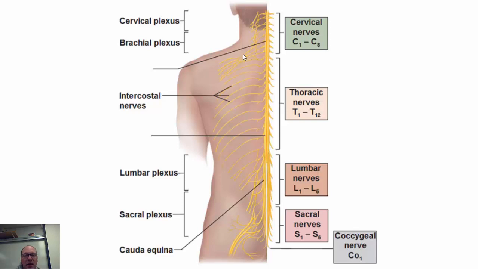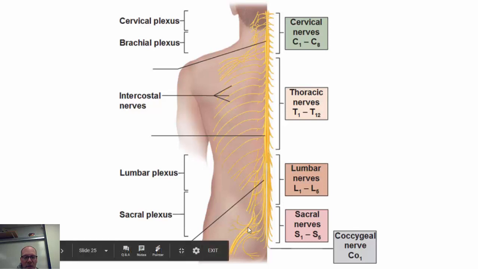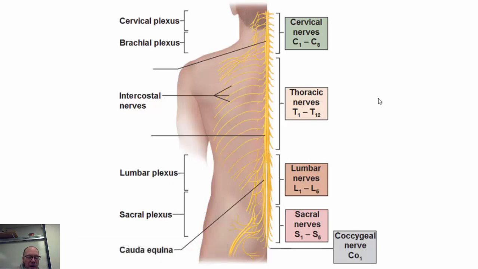Here's another one. This is the brachial plexus. That's going to be here. The lumbar plexus is down here, and then the sacral plexus is here. Notice how those pathways of the nerves branch out and then come back together and form these beautiful networks of nerves.